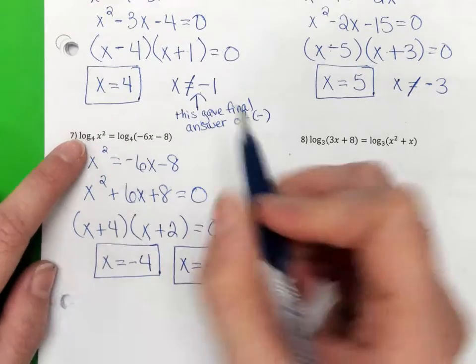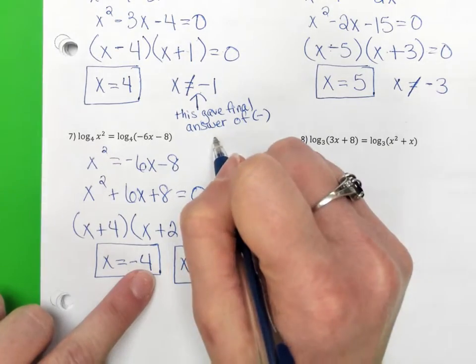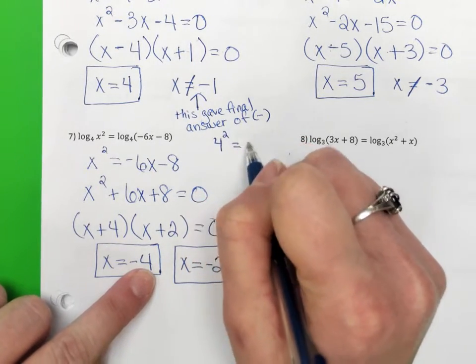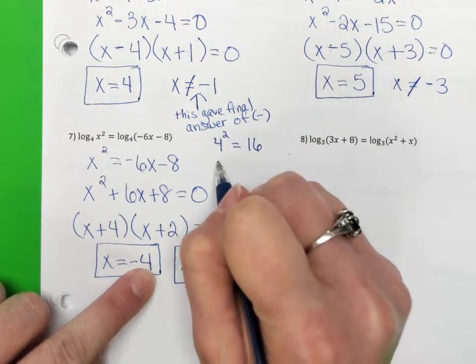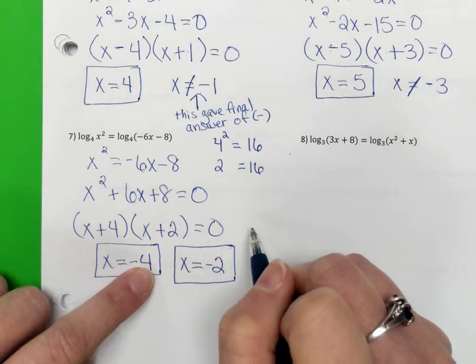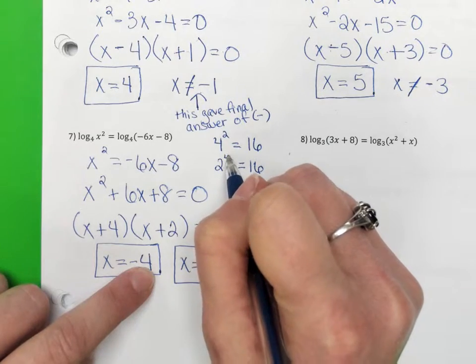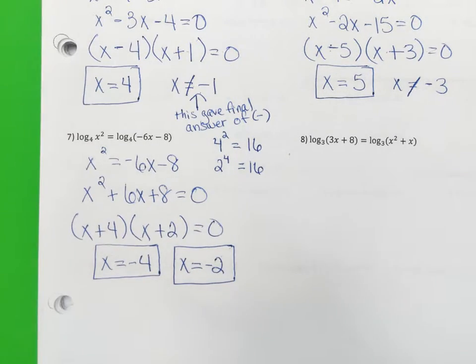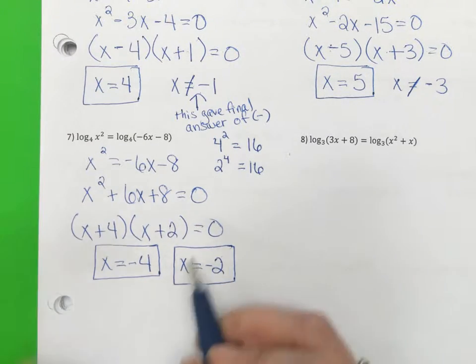Exponents, right? Okay, so let's think about 4 and 2. What is 4 squared? 16. Can you think of 2 to some power that also gives me 16? 2 to the 4th. See how they both give me the same answer? Does that make sense? That's how you can have 2 of the same answers.